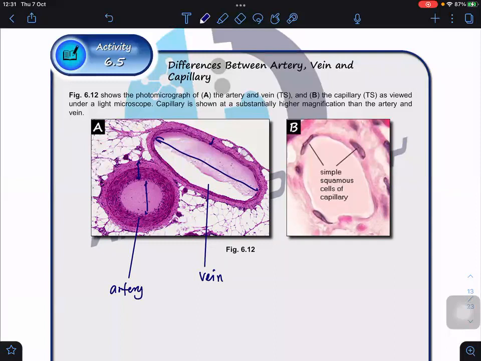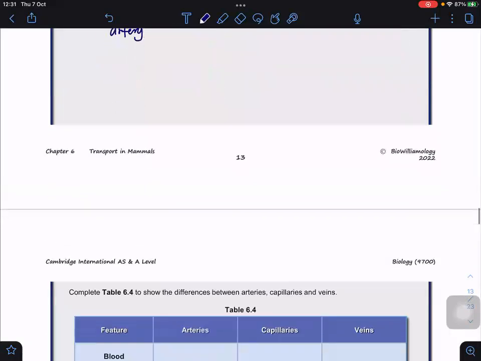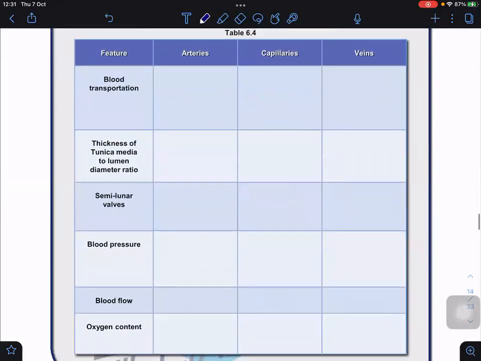So now we compare three of them: artery, veins, and capillaries. First, in terms of blood transportation, generally all arteries transport blood away from the heart to other tissues. So we have the aorta, which is an elastic artery, then the muscular artery, and then the arteriole.